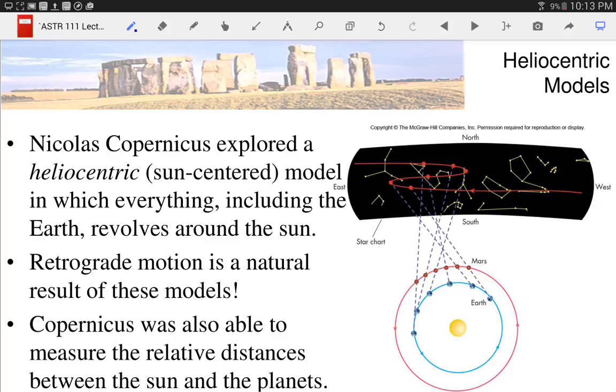A Polish canon, basically, was kind of like a priest. And he knew that it would cause problems in the church for him to say that the Earth went around the sun. Why would it cause problems? Because Aristotle's model had the Earth as stationary.